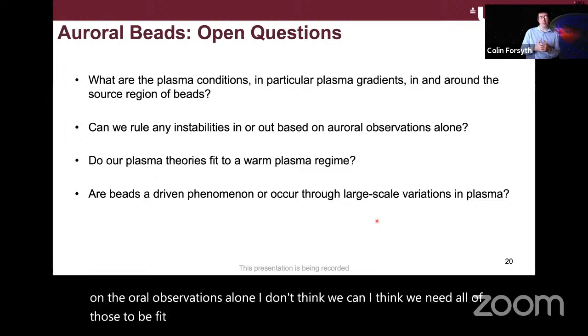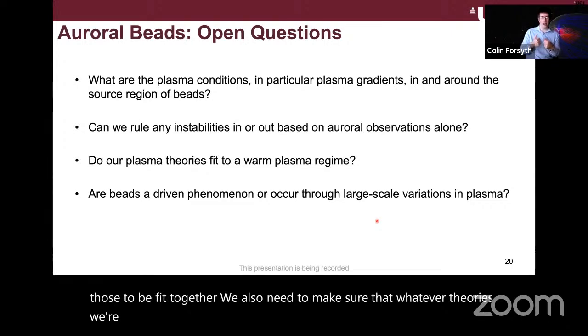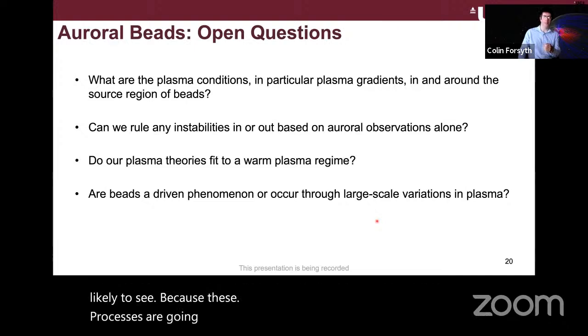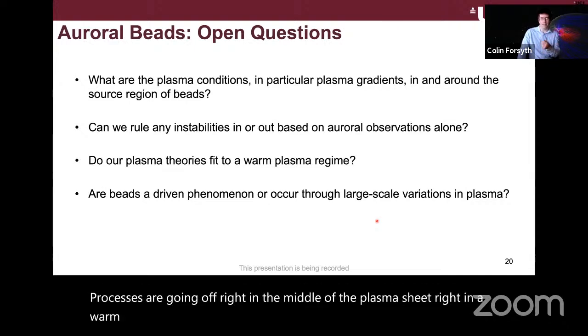We also need to make sure that whatever theories we're using of the instabilities are fit to the warm plasma regime that we're likely to see, because these processes are going off right in the middle of the plasma sheet, right in a warm plasma. It is the very definition of a warm plasma in that region.